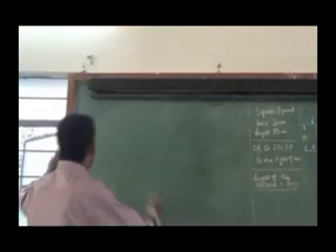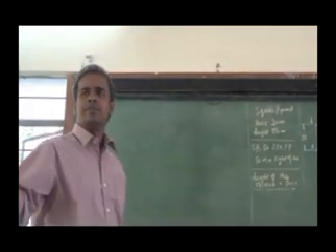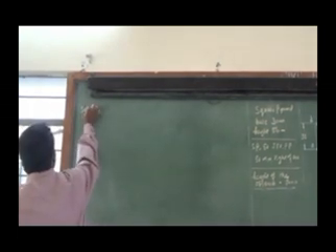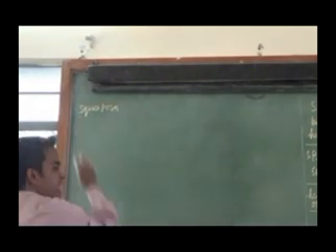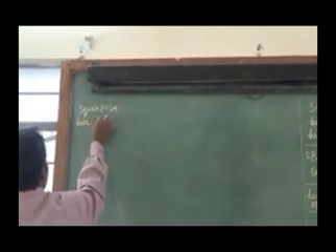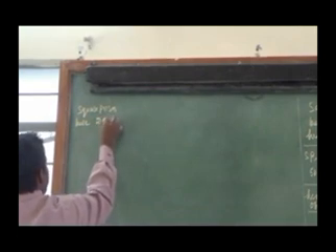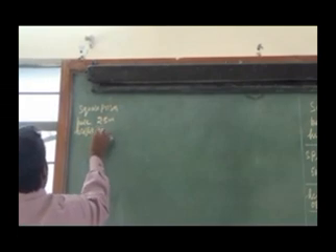Take the next problem. A square prism. Listen. A square prism, base side 25 mm and height 50 mm.